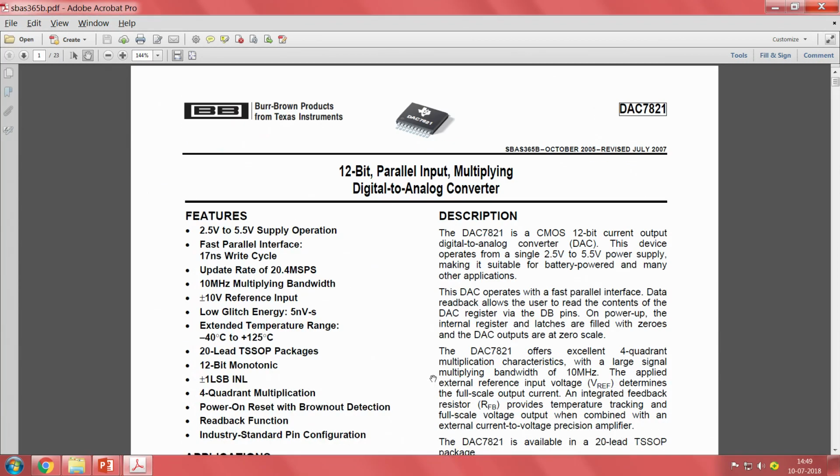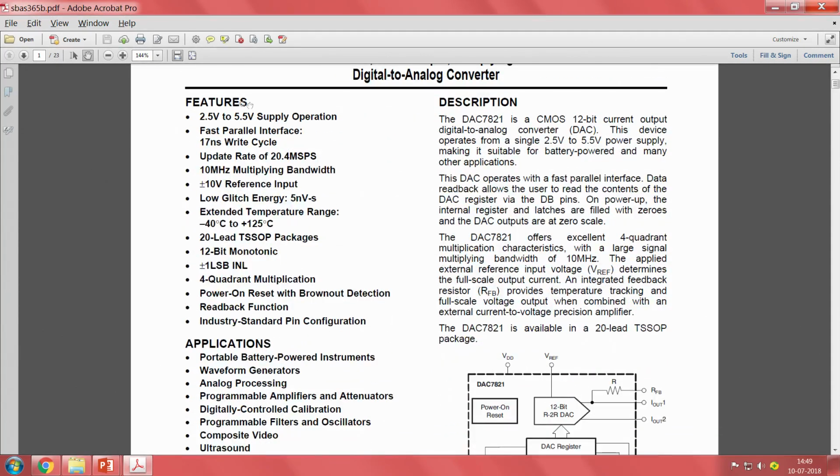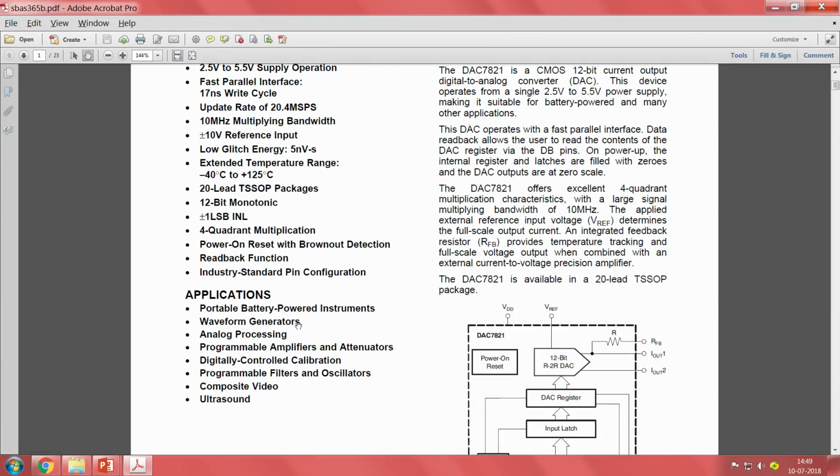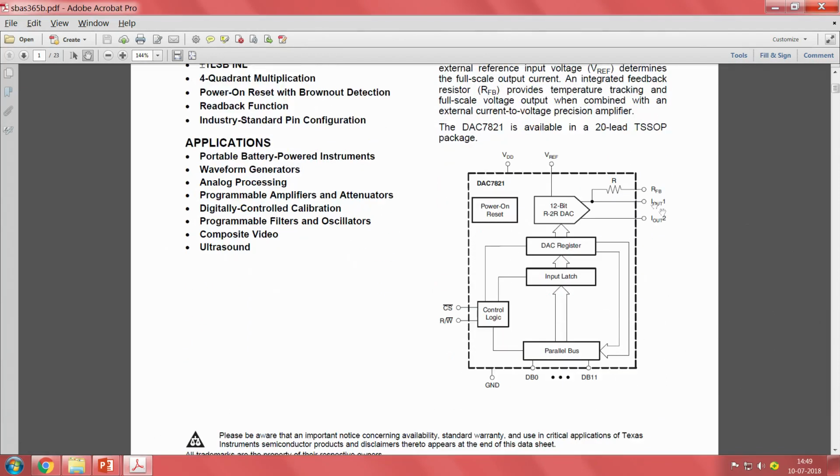So we go to the first page. Okay, features are there. What is the main description? We will see the features. Yes, these things are there. Fine. What are the applications? What are the main applications that you should look at? Fine. Then you can quickly go to the package. Okay, this is how it will look internally.